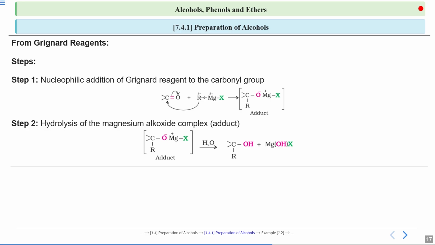Carbonyl compounds, whether ketone or aldehyde, react with the Grignard reagent. So step 1 is nucleophilic addition of the Grignard reagent to the carbonyl group, and you will get an adduct. And step 2 is the hydrolysis of the adduct in the presence of water molecules to give you a suitable alcohol as the main product.